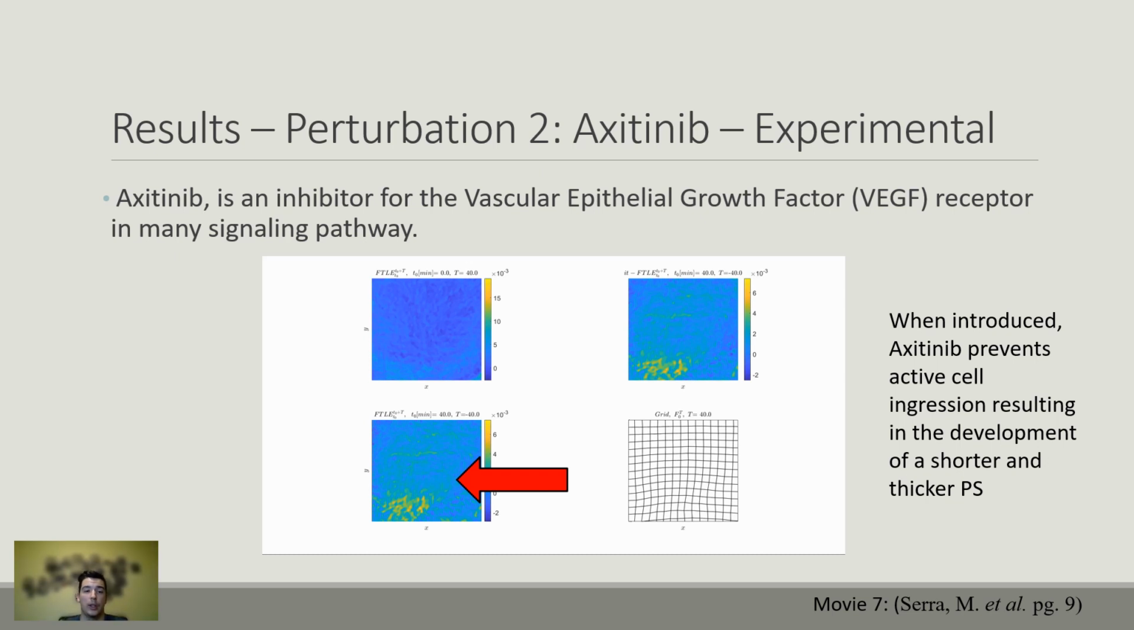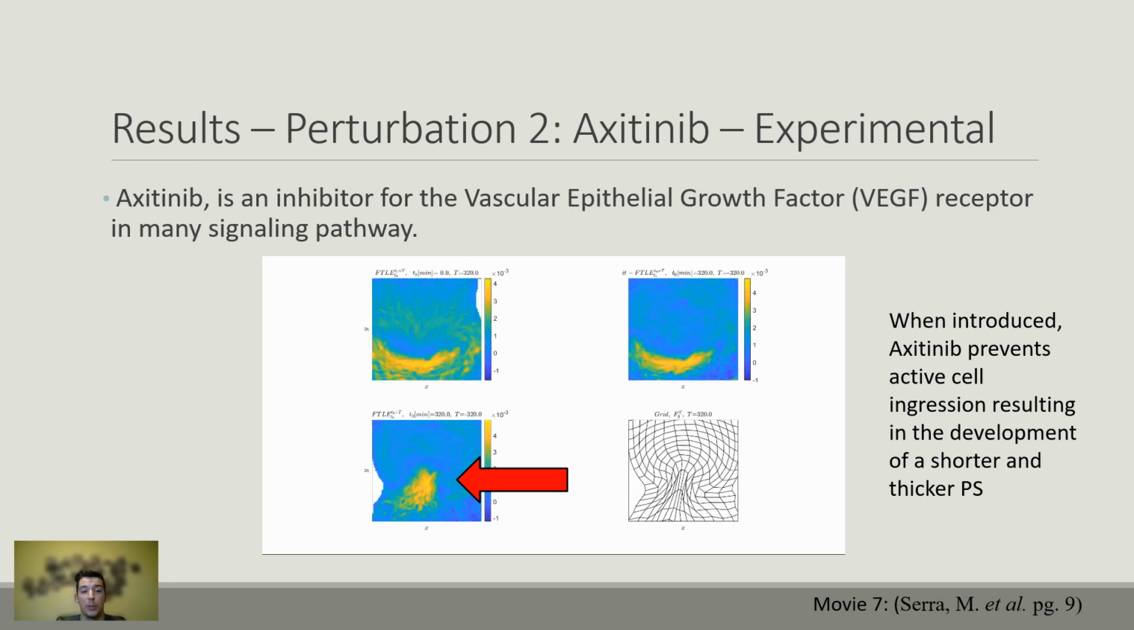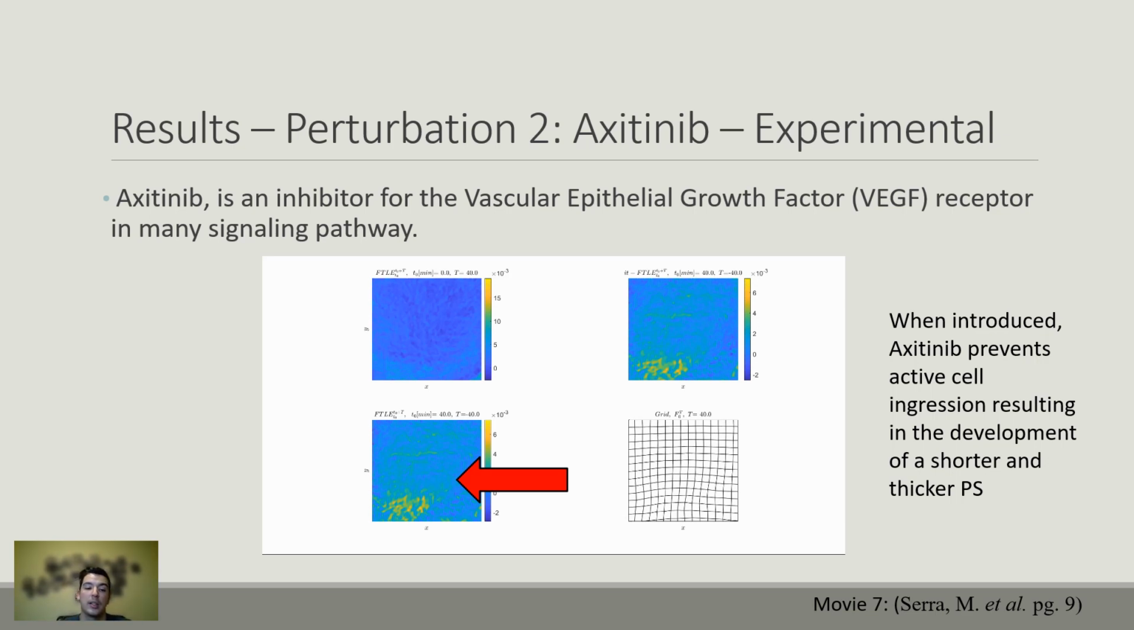In perturbation number 2, they used axitinib. Axitinib is an inhibitor for vascular endothelial growth factor receptor, which is a big part of many signaling pathways. And when axitinib was induced, it prevents active cell ingression, resulting in the development of a shorter and thicker primitive streak. So in an experimental trial with the gastrulation of a chick, we can see the formation of a shorter and thicker PS in the presence of axitinib.